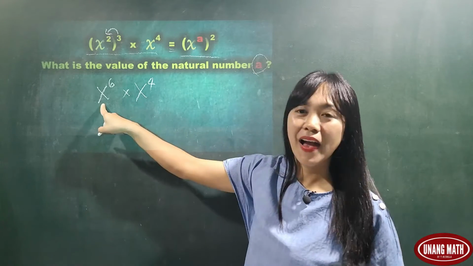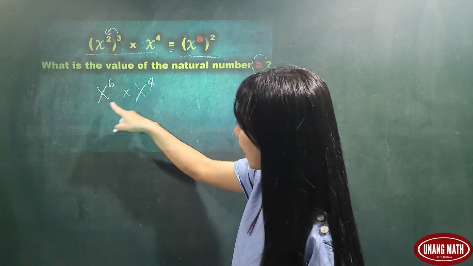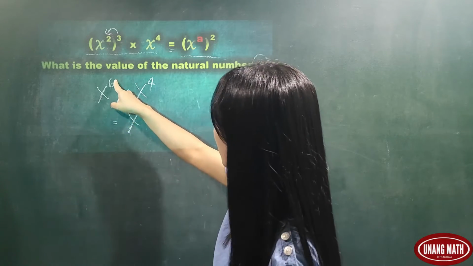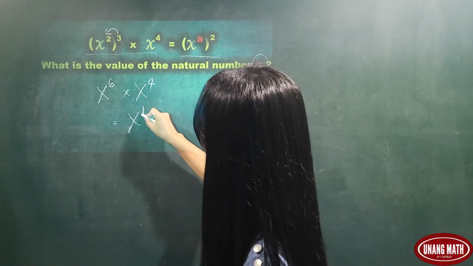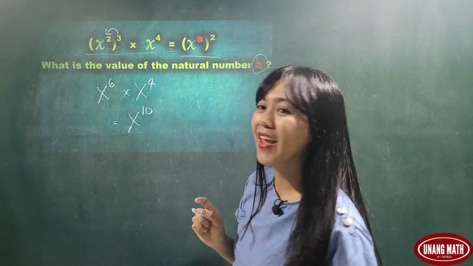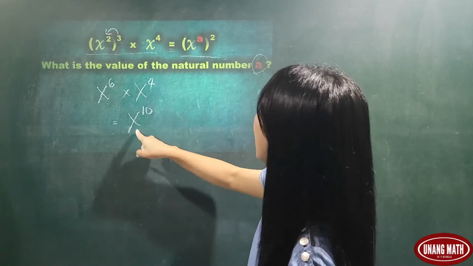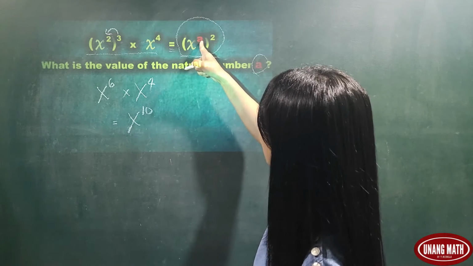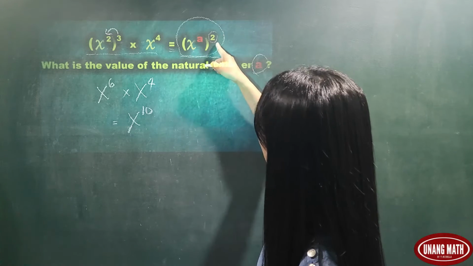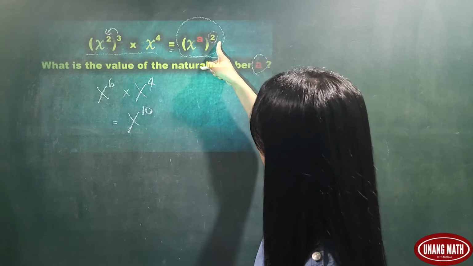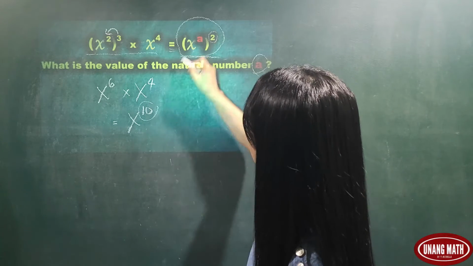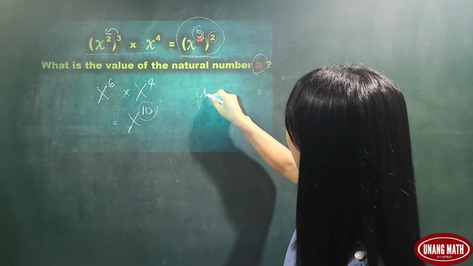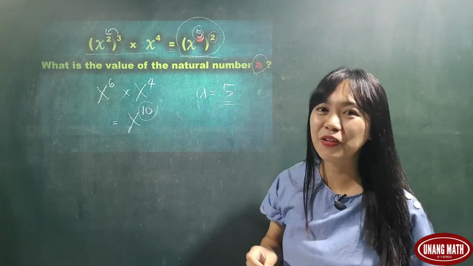Okay, so we have here same bases. We are multiplying same bases. So the rule is, we will just copy the base x, then we are going to add the exponents. So 6 plus 4, 10. So this is equal to x raised to the power of 10. This is supposed to be equal to this one. So we have here x raised to the power of a inside the parenthesis, and it's raised to the power of 2. So what should we multiply to 2 to make it 10? So this is 5. So our answer is 5. So a is equal to 5.